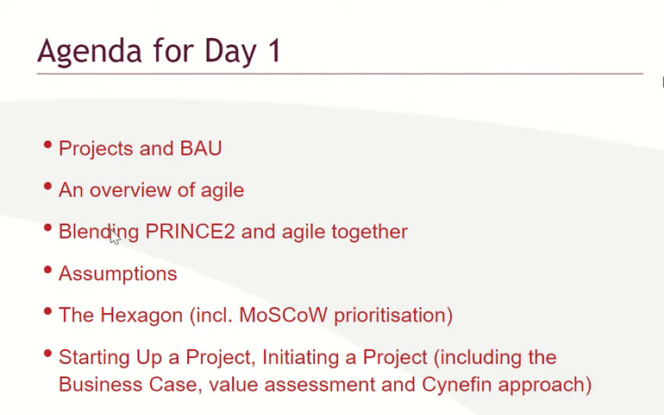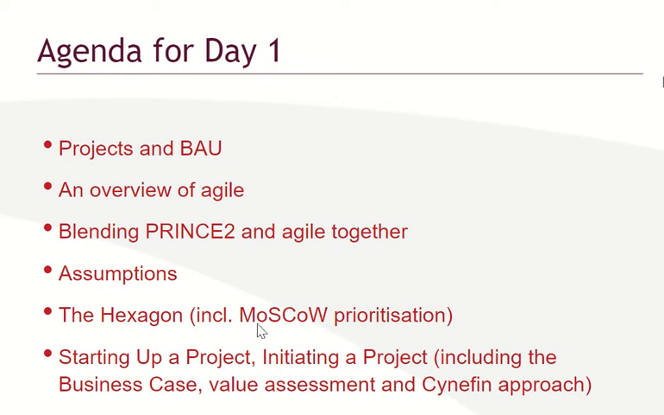All right, so we'll look at the projects and BAU. We'll look at the overview of Agile, blending Prince2 and Agile together, some assumptions. We'll also look at what is called hexagon, which will include Moscow prioritization. We'll break down what Moscow is.